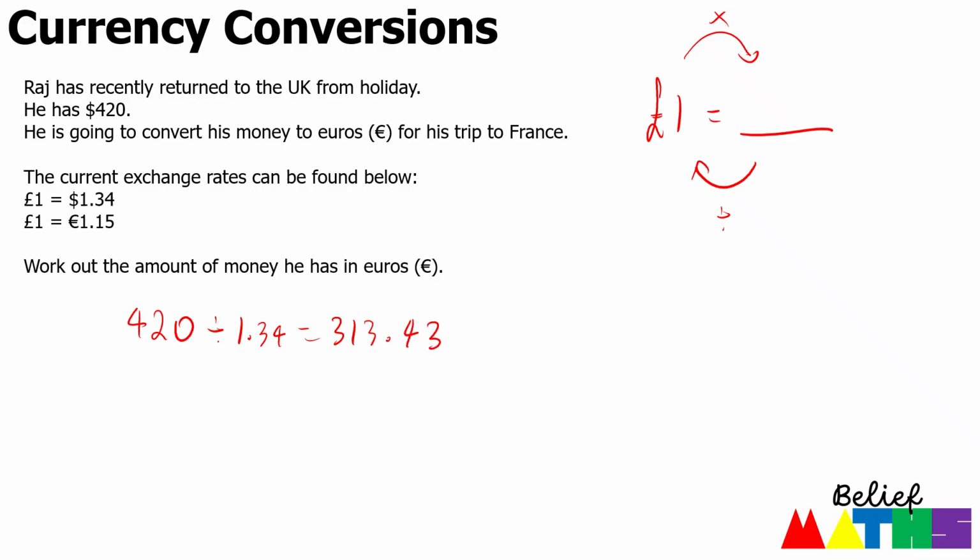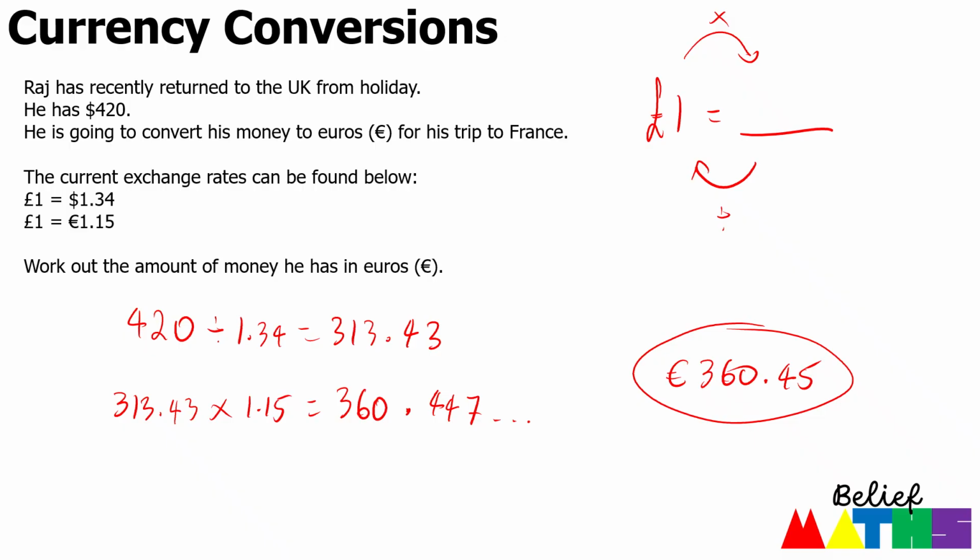313.43. Now, rather than then retyping that into our calculator, because the answer is already in there, on our calculator we can just do answer times whatever we had. But the calculation we're doing is 313.43 multiplied by my euros now, 1.15. On my calculator I can just go answer times 1.15, and that gives me an answer of 360.447, which means that it's 360 euro and 45 cent. So our final answer in euros is 360.45. And again, all money will be to 2 decimal places.